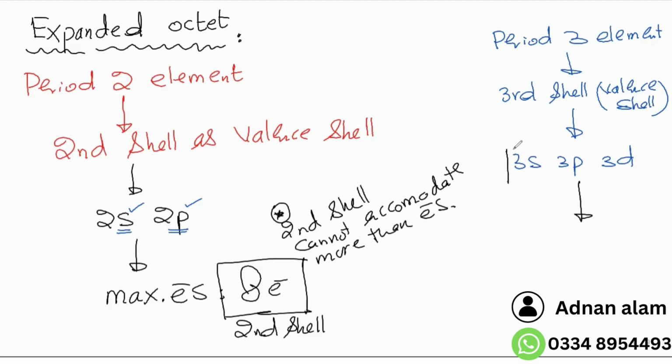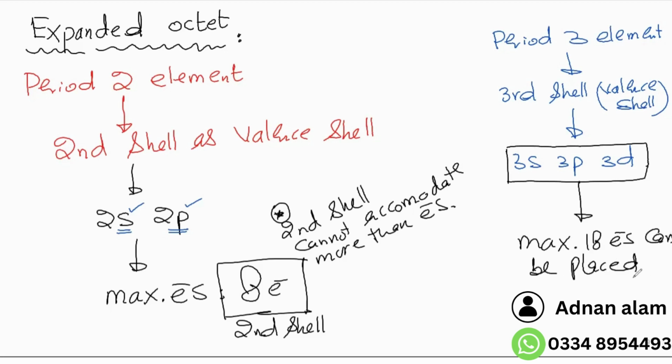Okay, now talk about this third period. Beta, how many maximum electrons can be placed in the third shell? 18. So maximum 18 electrons can be placed in the third shell. So now see, the third shell can accommodate more than 8 electrons. More than 8 electrons are possible in the valence shell if the valence shell is third. If the valence shell is 4, still more than 8 electrons are possible. If it is 5th, still more than 8 electrons are possible.